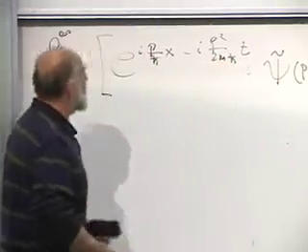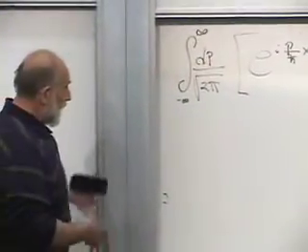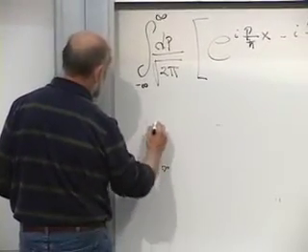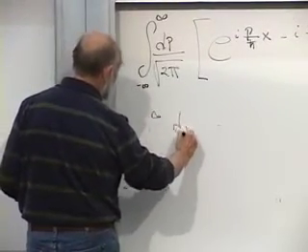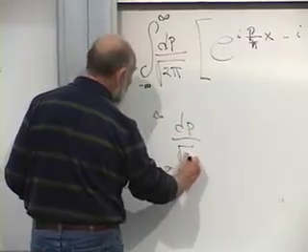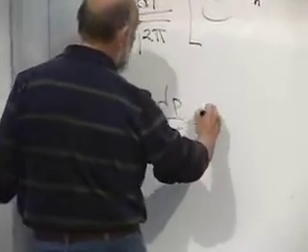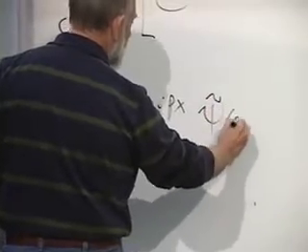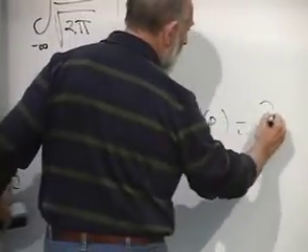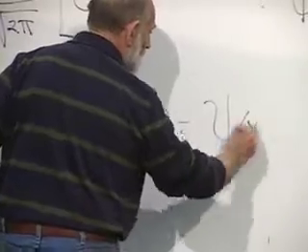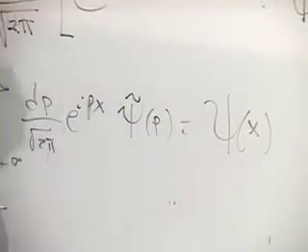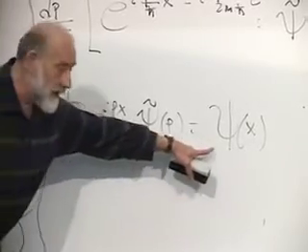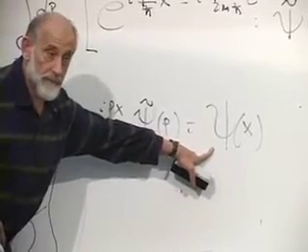Let's go to time t equals 0. At time t equals 0, this wave function is just the integral from minus infinity to infinity, dp over square root of 2 pi, e to the ipx, psi twiddle of p. That's equal to psi of x at time equals 0. Let's just call it psi of x. This is the definition of the Fourier transform of psi of x.